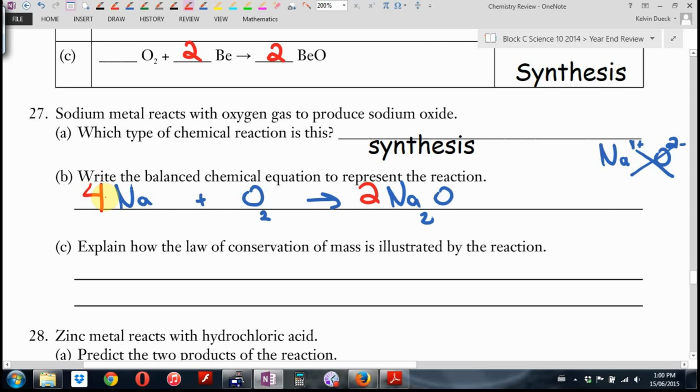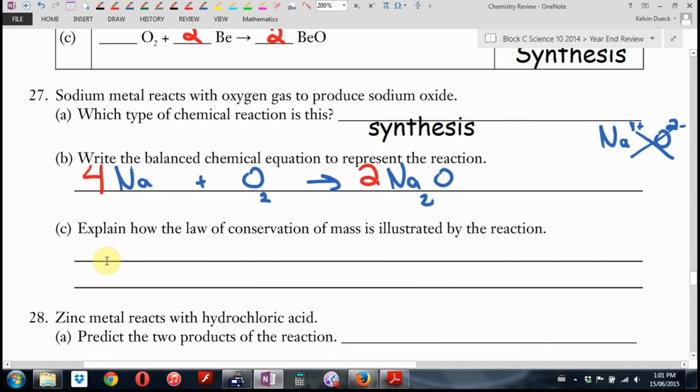4 Na plus O2 gives 2 Na2O. Explain how the law of conservation of mass is illustrated by this reaction. Atoms don't vanish.